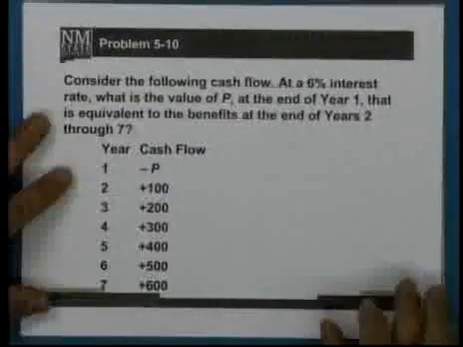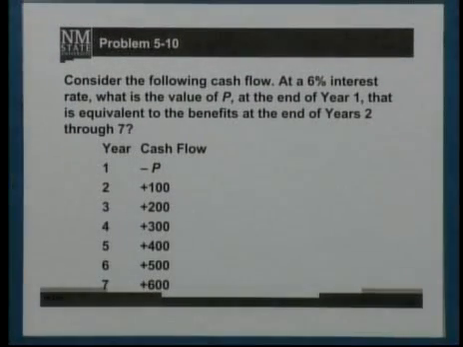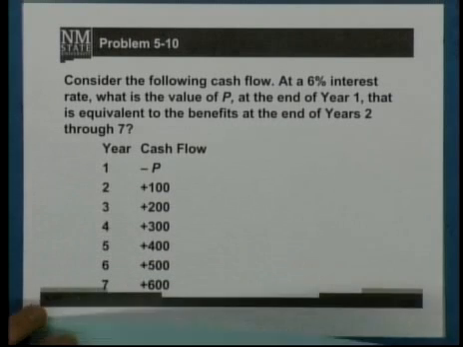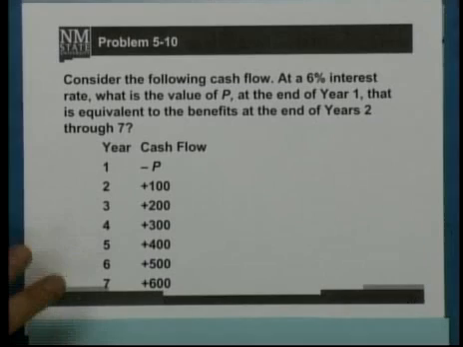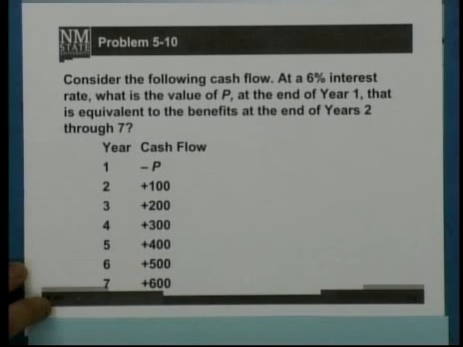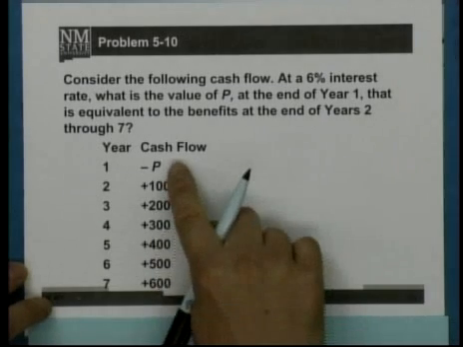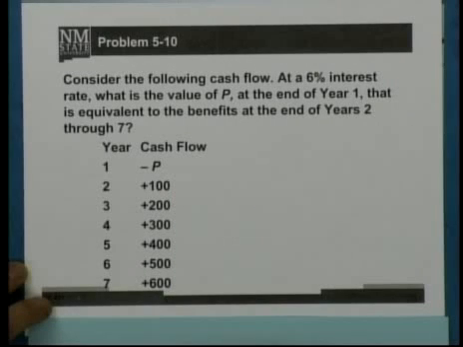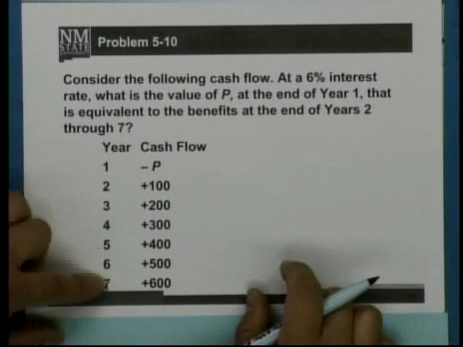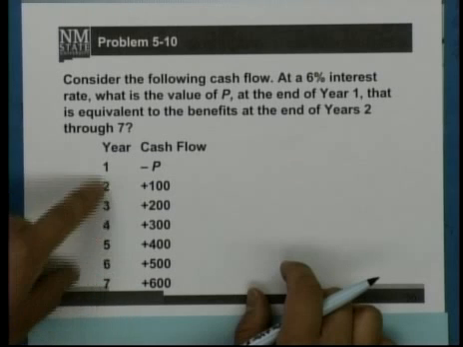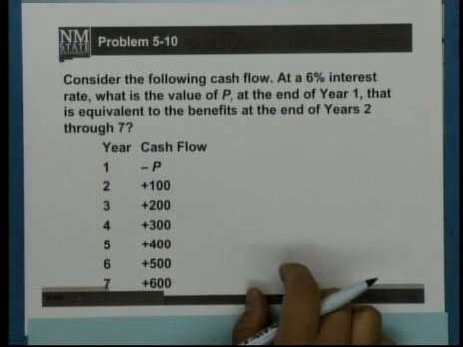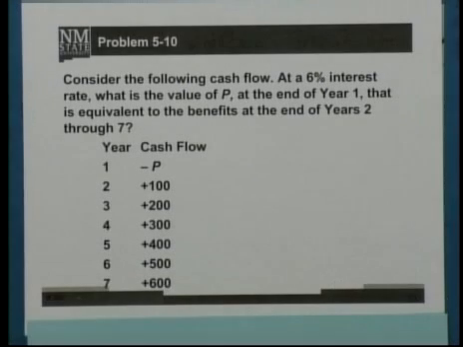Okay, here's the next problem. Problem number 5-10. Consider the following cash flow. At a 6% interest rate, what is the value of P at the end of year 1 here, right? That is equivalent to the benefits at the end of years 2 through 7. Okay. So this problem looks pretty straightforward.